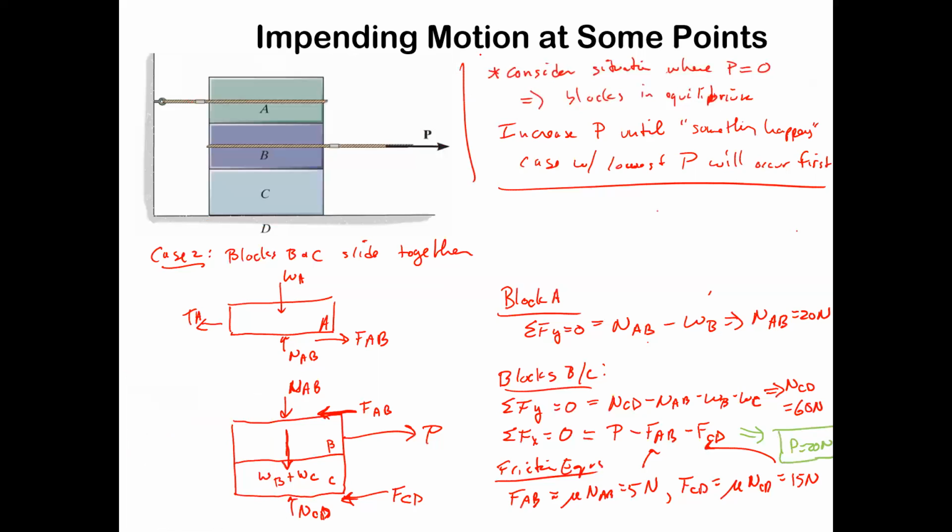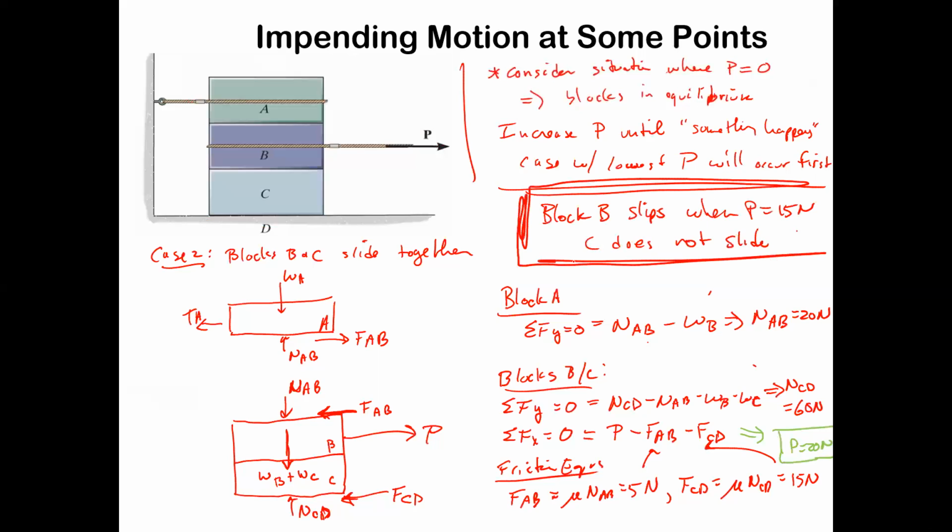So based on this reasoning above, if we start at 0 and slowly increase P, blocks are going to stay in equilibrium until something happens. The first thing that's going to happen is B is going to slip out between A and C, right? It's going to slide right out between the two. So block B slips when P equals 15 newtons, and C does not slide. So that's our total reasoned conclusion.